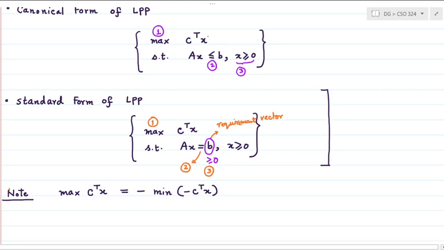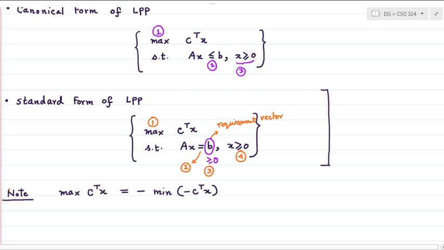For instance, if the problem is given in the canonical form, then we know that already two restrictions are being satisfied. The first restriction is that it is a maximization problem. Out of the four conditions of the standard form of the linear programming problem, the canonical form is already satisfying two restrictions: the first is this maximization, and the fourth is this x greater than or equal to 0. These two restrictions of the standard form are already being satisfied by the canonical form.